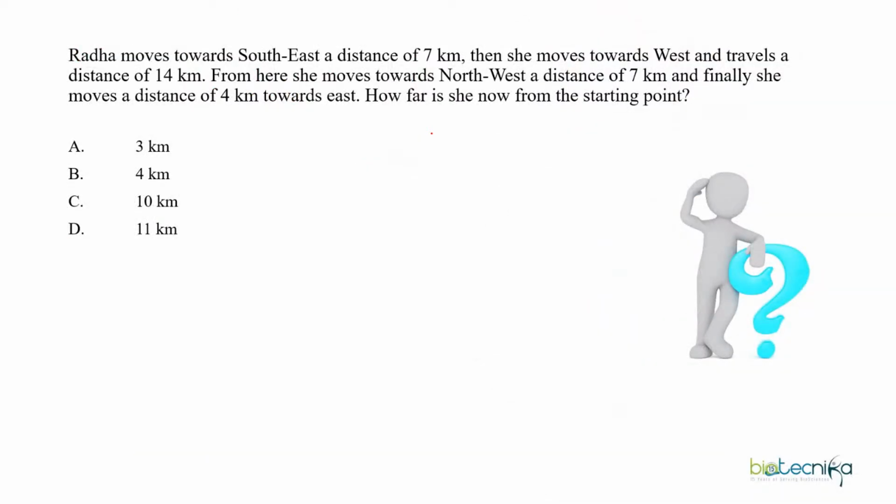So next question, solve it quickly. It says Radha moves towards southeast a distance of 7 kilometer. Then she moves towards west and travels a distance of 14 kilometer. From here she moves towards northwest and travels a distance of 7 kilometer. And finally she moves a distance of 4 kilometer towards east. Oh my, Radha is walking a lot. So how far is she now from the starting point?